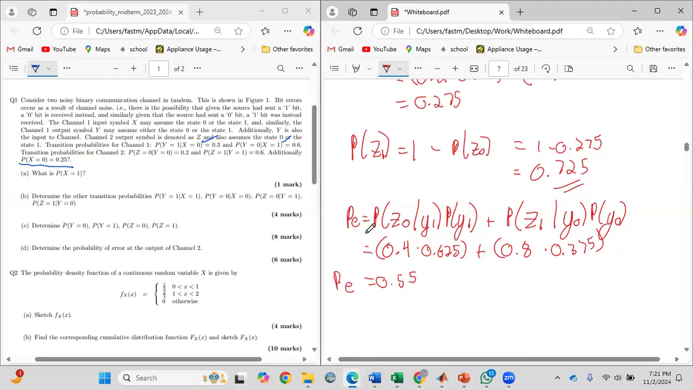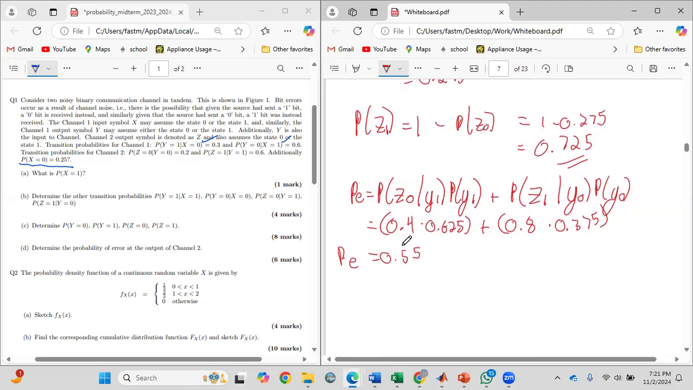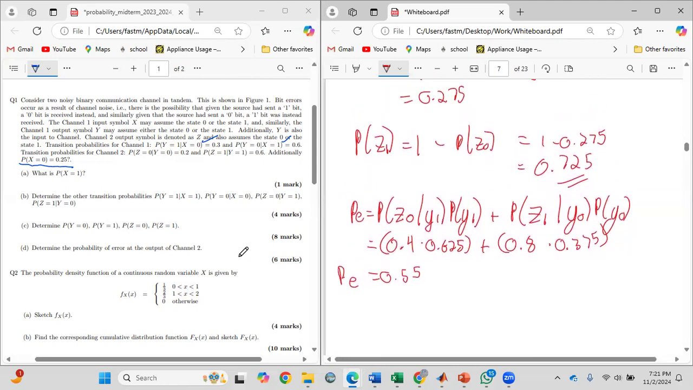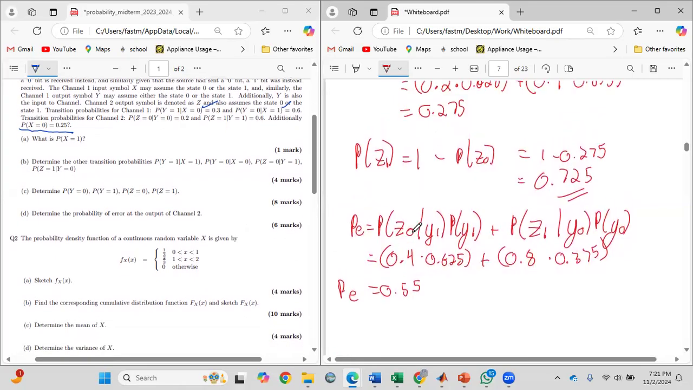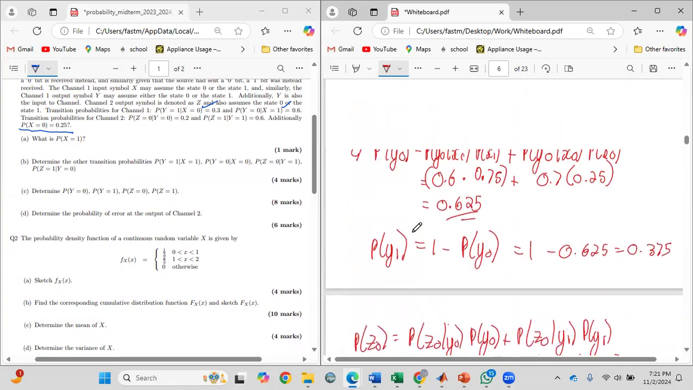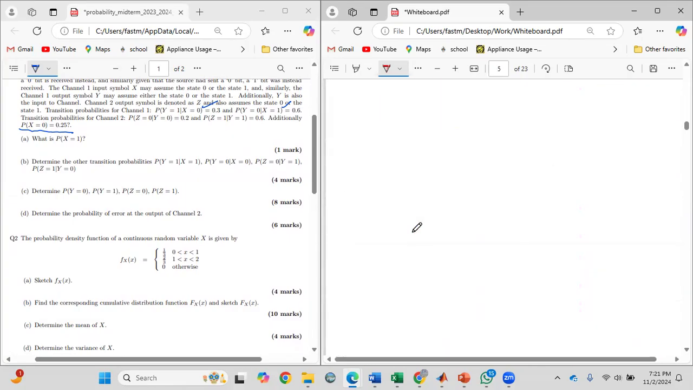And the probability of it working would just be 1 minus the probability of the error. That is all that was, and that was the first question. Alright. Any questions on it? I think it was straight from the tutorial.